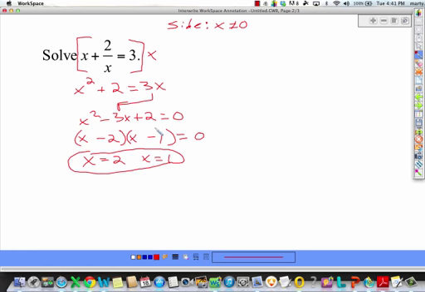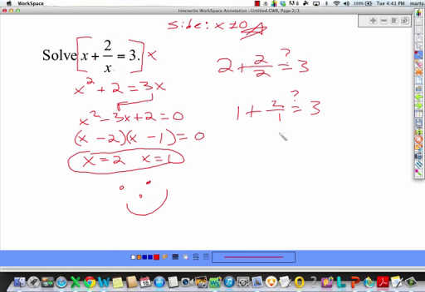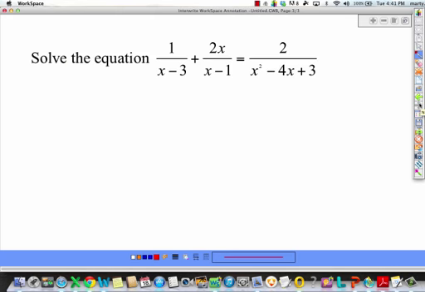Check back to what we wrote up here. None of them are 0. Plug them back in. 2 plus 2 over 2, is that 3? Oh, you betcha. We're good to go with 2. And then 1 plus 2 over 1, is that 3? Yes, sirree. We have a correct answer. So this is the method of basically clearing the denominator, taking and multiplying by the denominator, clear it out, go from there. Next type of problem.